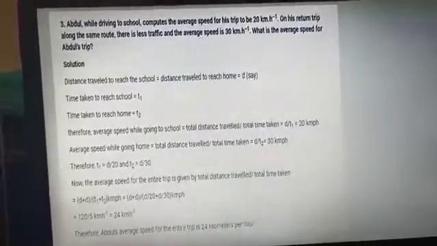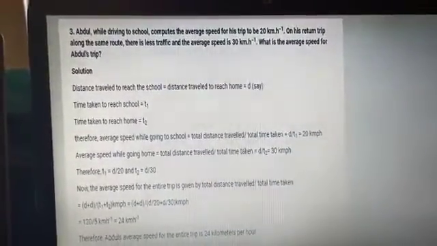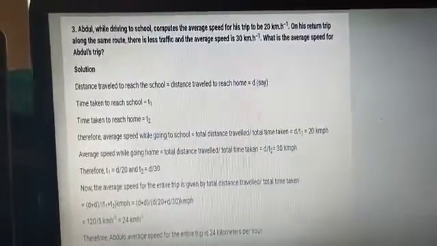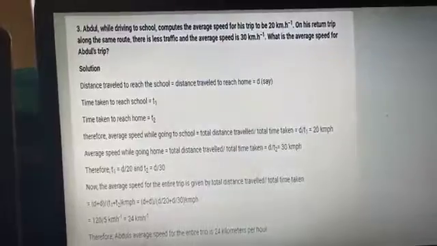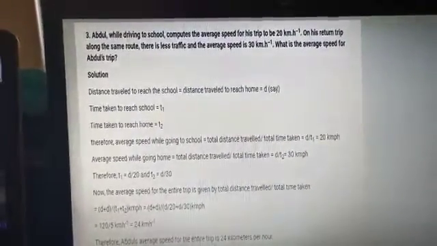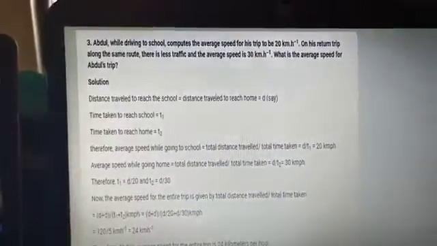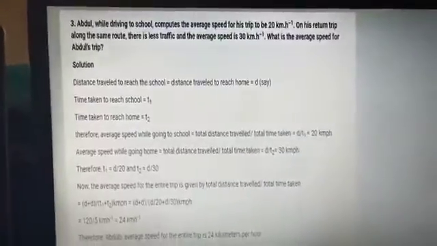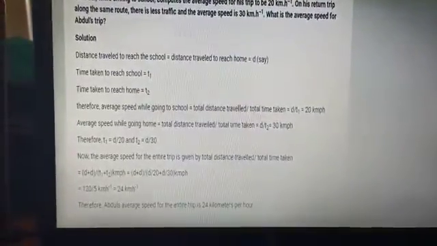Therefore, the average speed will be equal to total distance traveled by total time taken. That is d by t1 is equal to 20. And speed for going home will be d by t2, which is 30. So t1 is d by 20 and t2 is d by 30. Now average speed is equal to total distance by total time. Total distance is d plus d and total time is d by 20 plus d by 30.